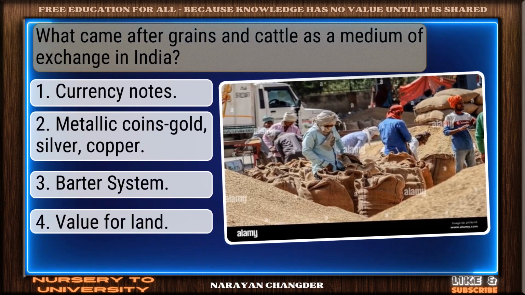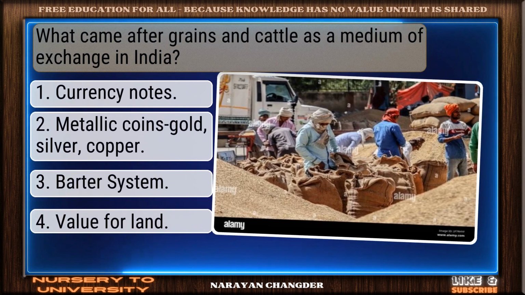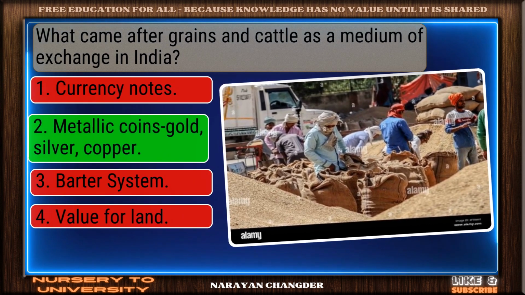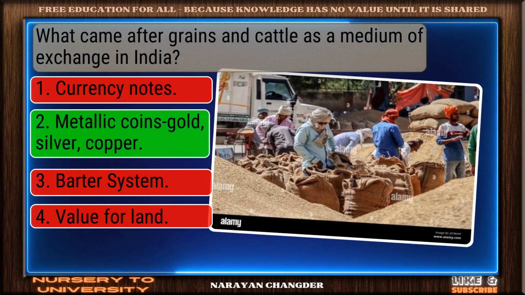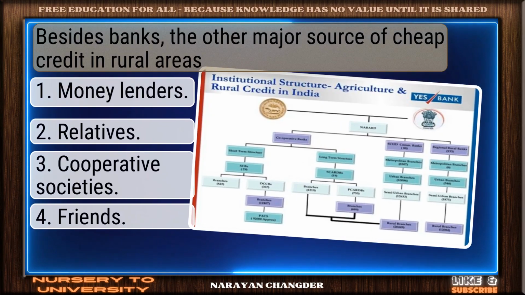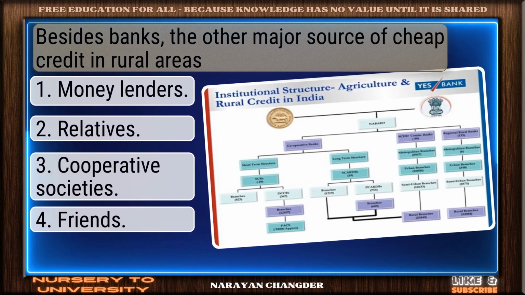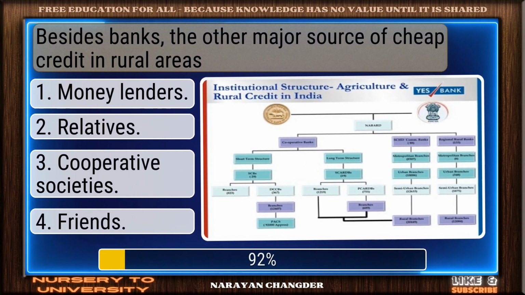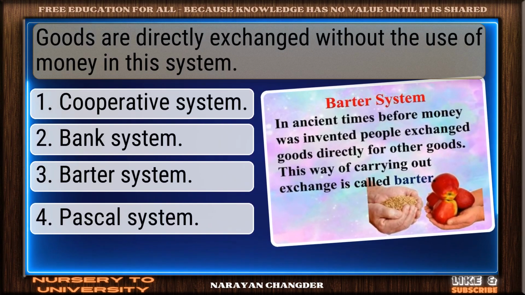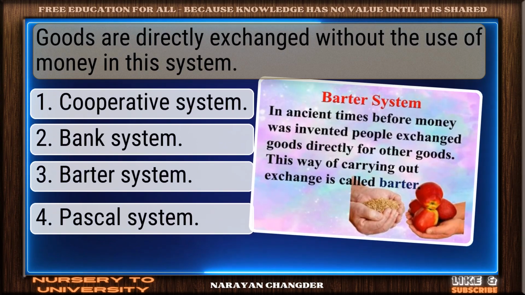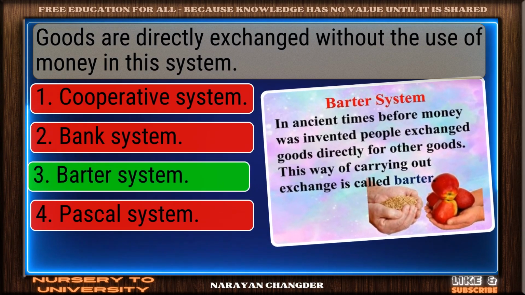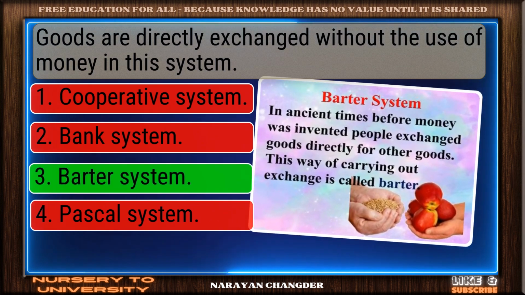What came after grains and cattle as a medium of exchange in India? Excellent. Metallic coins gold, silver, copper is well reasoned. Besides banks, the other major source of cheap credit in rural areas. You got it. Cooperative societies fits. Goods are directly exchanged without the use of money in this system. Sharp thinking. Barter system is right.